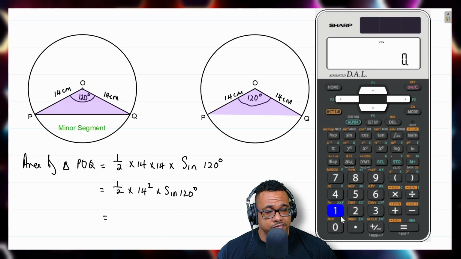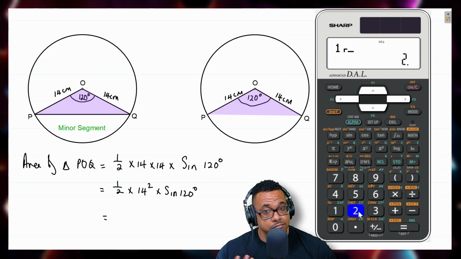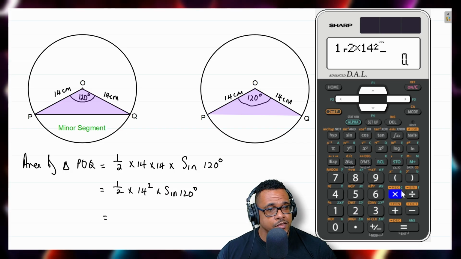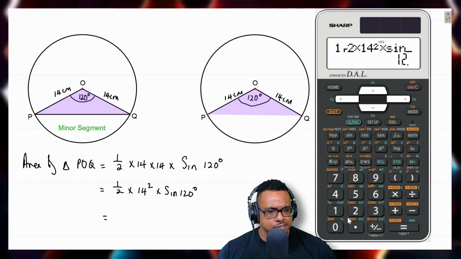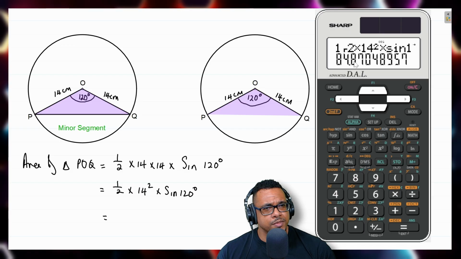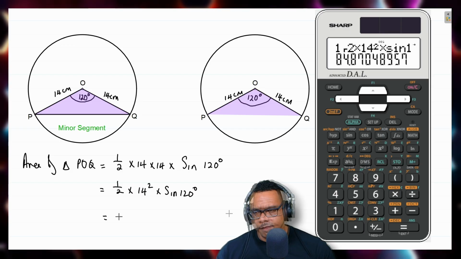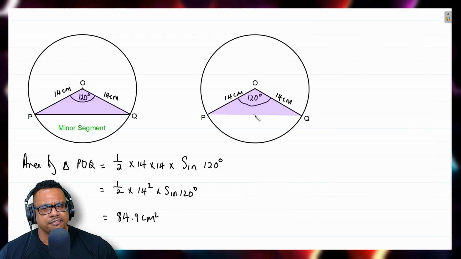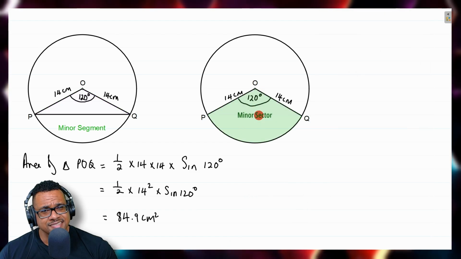for the half, we can put 1 divided by 2, or we can use the fraction button, put 1 over 2 like that. Fraction button, multiply by 14, use the x squared button to square it, multiply by sine 120 degrees. And we get 84.87, so to three significant figures, this is going to be 84.9. So 84.9 centimeters squared. Now, I'll find the area of this minor sector.